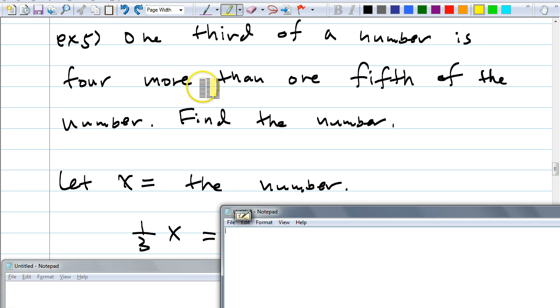What does four more than mean? When we say four more than, is it four plus something or something plus four? Something plus four. You guys remember more than or less than: you've got to switch the order around. So what is that something? Well, something is one fifth of the number.